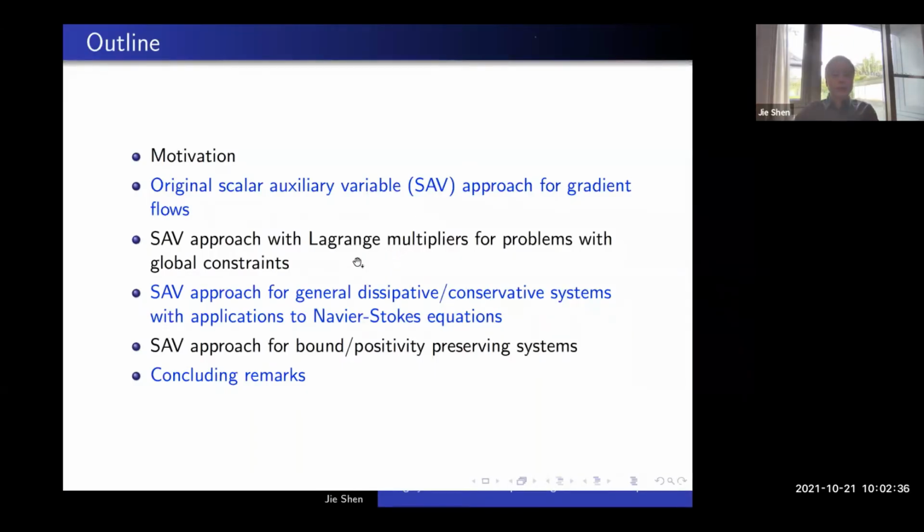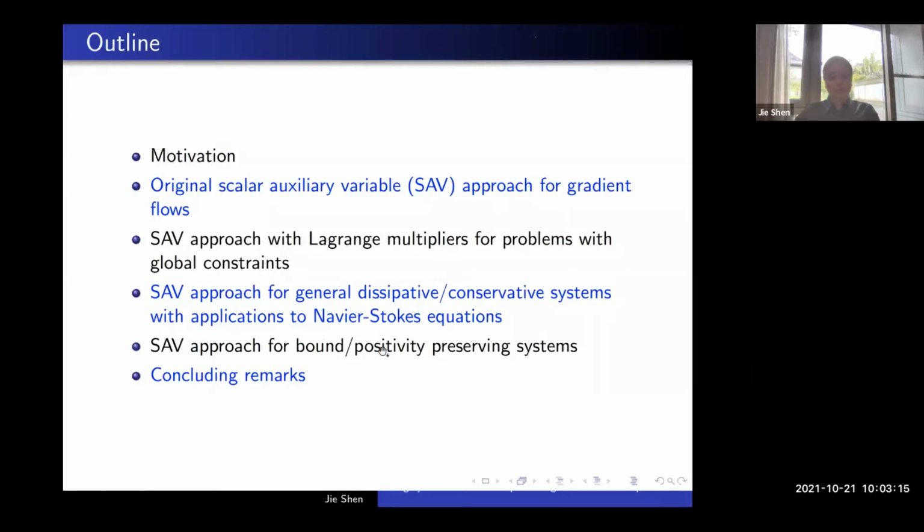And then I will talk about some new approaches. The first one is a Lagrange multiplier approach to deal with problems with global constraints. And the next one will be a generalized SAV approach for problems which do not have a gradient structure, for example, general dissipative systems. And particularly, I will spend some time on applications to Navier-Stokes equations.